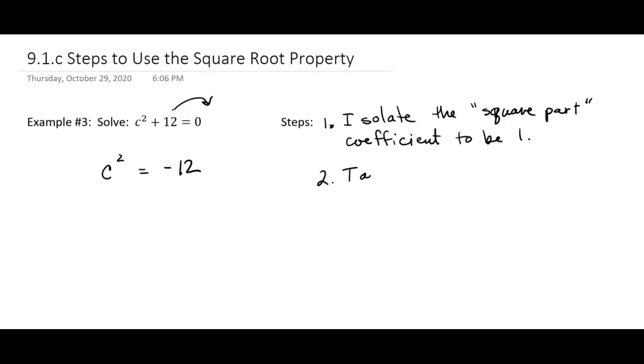Take the square root of both sides. That's applying the square root property. But I'm just going to say it, take square root of both sides.